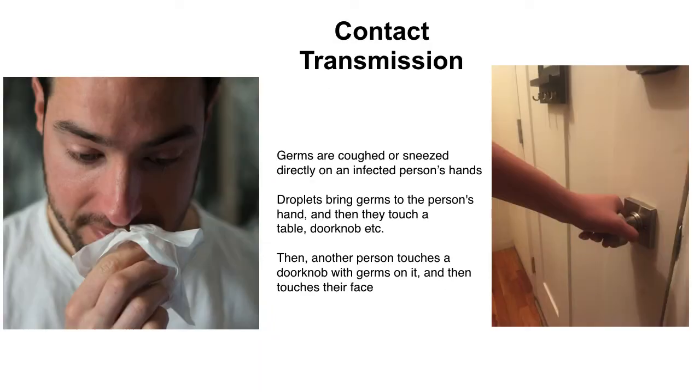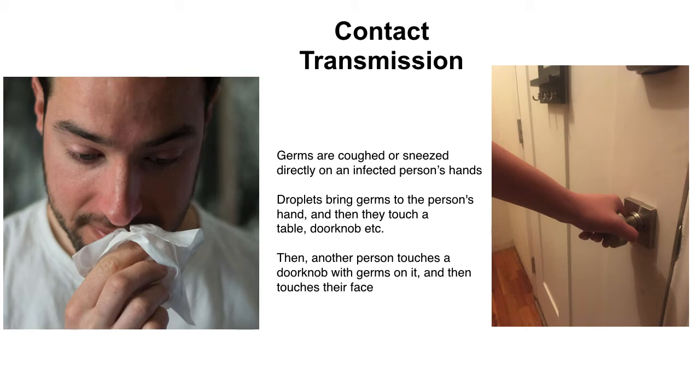So when we talk about transmission, there are 3 different kinds of transmission that respiratory viruses can move through. One of them is contact transmission. And what that means is that germs are coughed or sneezed directly on someone's hands, or they could cough or sneeze onto an object, and then another person comes along and touches that object and then touches their face, and then they can receive that virus that way. So that would be called contact transmission, and that's when we're concerned about the things people touch.